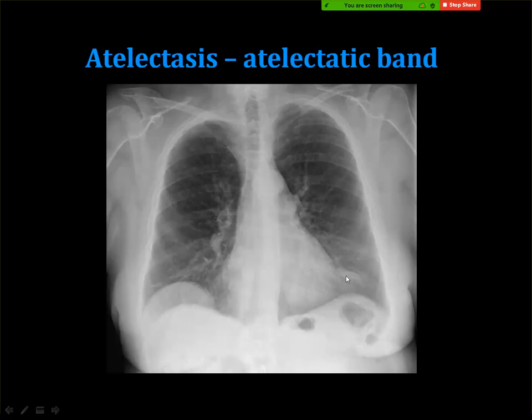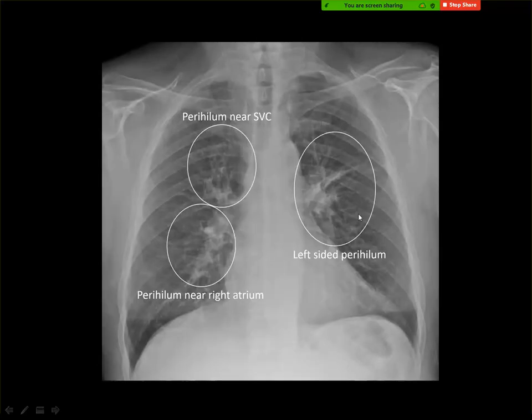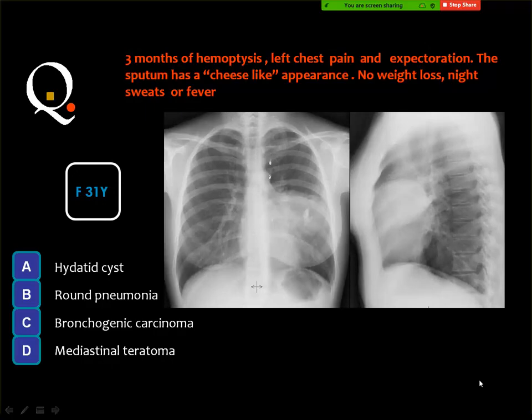Atelectasis is small. Yes, atelectasis is part of a lung or part of a lobe, and atelectasis is just a scar within the lung parenchyma, and the atelectatic band may be thin or thick like this. The atelectatic band is usually 1 or 2 millimeter, but sometimes it is very thick, as you can see here. Then we call this a thick atelectatic band, and a thin atelectatic band if it is 2 or 3 millimeter maximum.